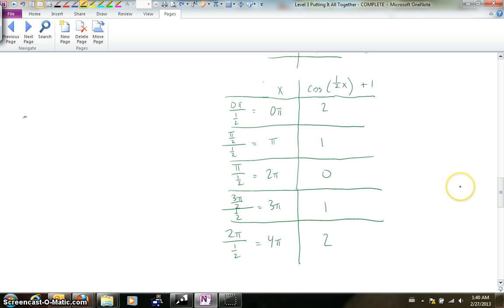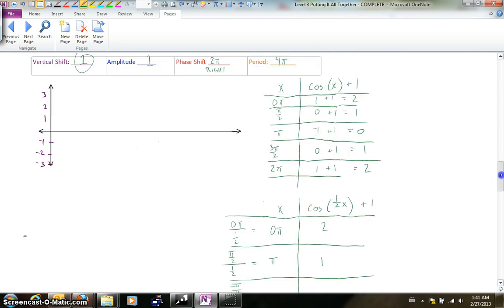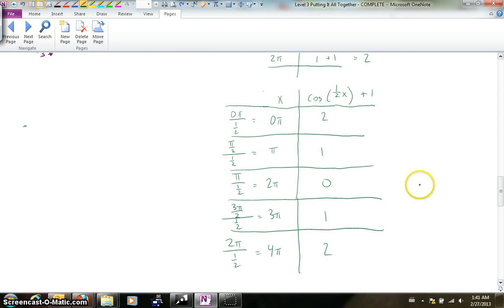Now the last thing we need to do is move everything 2 pi to the right because our phase shift was 2 pi. And so we need to add 2 pi to all of our x's so we can move them all to the right. I'm going to take a bit of a shortcut here. I'm not going to write a new chart. I'm just going to say that was 1/2 x minus pi plus 1. And so all we have to do is add 2 pi to all of our x's. So that becomes 2 pi, 3 pi, 4 pi, 5 pi, and 6 pi.